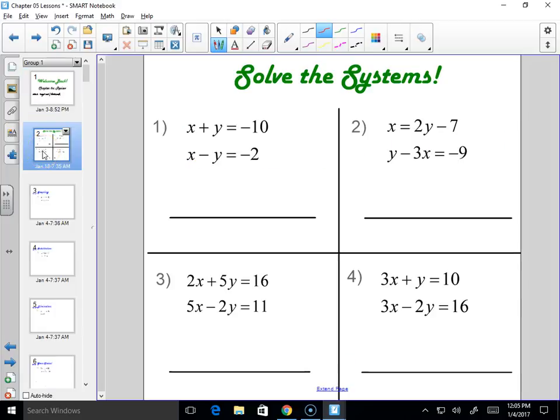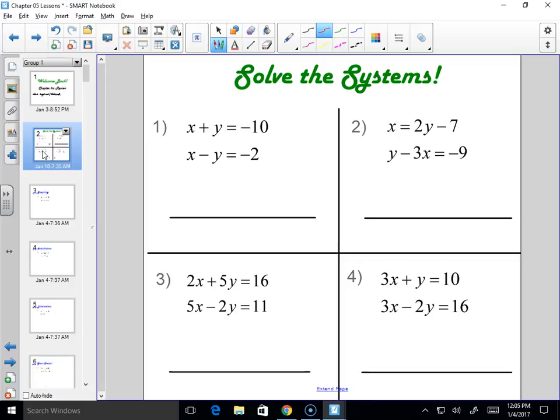I have 4 problems. Compare and contrast for me real quick. What are the similarities of these 4 problems? They all have X's, they all have Y's. 1 and 2 both have negative numbers, and then the bottom 2 have positives. There's some patterns like the negatives and the positives. But what's something all of them have? X's, Y's, equal signs, and how many equations? 2.